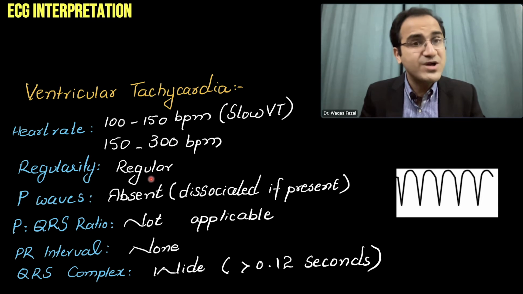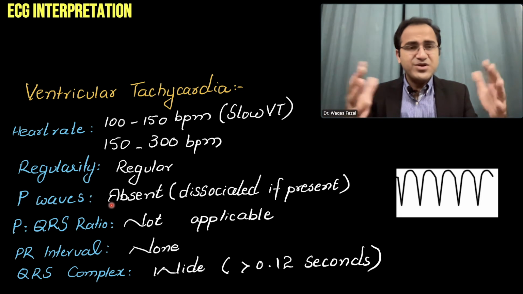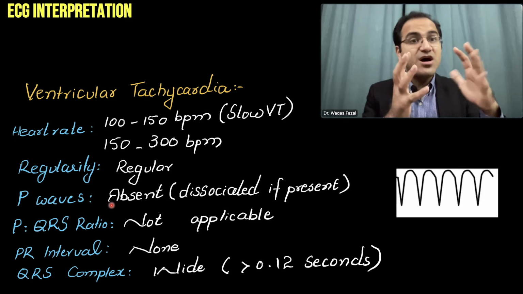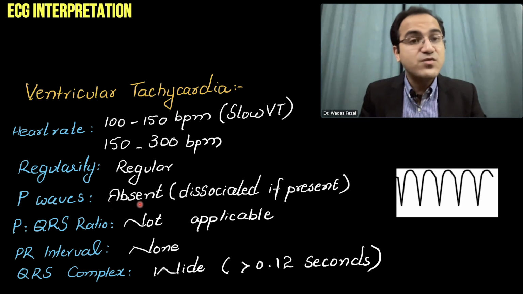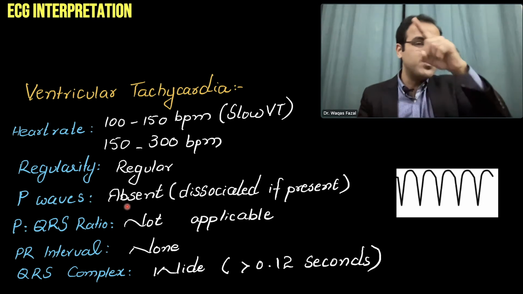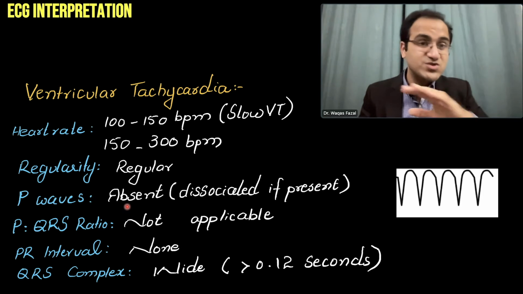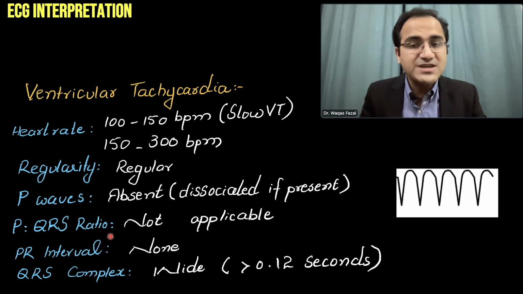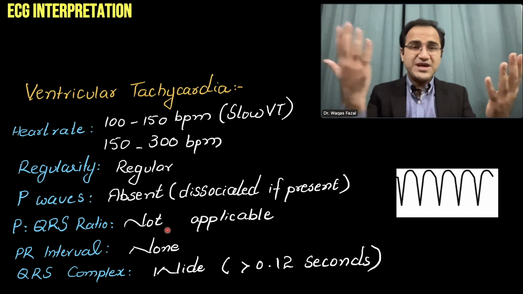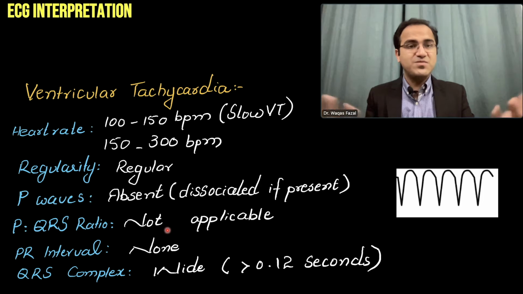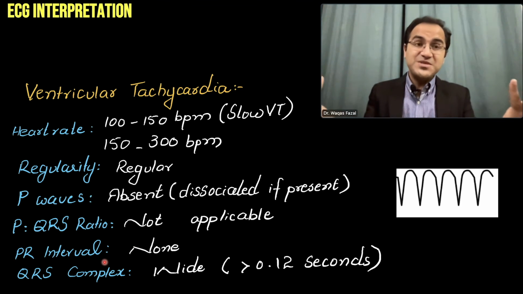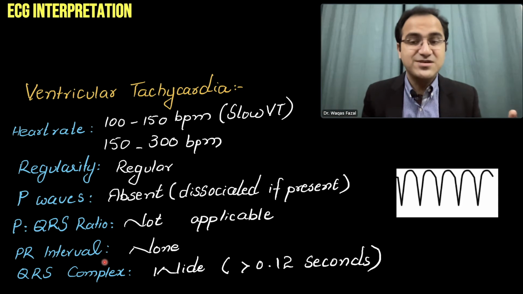The regularity is regular. The P waves are absent, because the ventricles are now in charge of the heart and they are causing it to race. Therefore you won't see any P waves, because these wide QRS complexes are going on at so much speed that they might even be obscuring the P waves. The P to QRS ratio is not applicable because we don't have the P waves. We only have the wide QRS complexes. We cannot calculate any PR interval because we do not have the P waves.